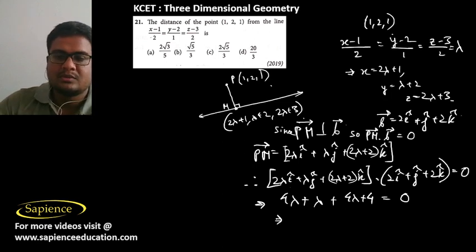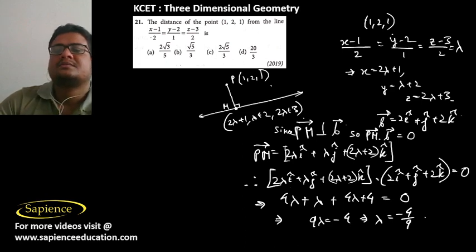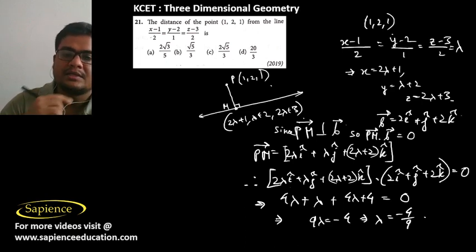So 4 lambda plus 4 lambda is 8 lambda, plus lambda, that is 9 lambda, equal to minus 4. So lambda equals minus 4 by 9.